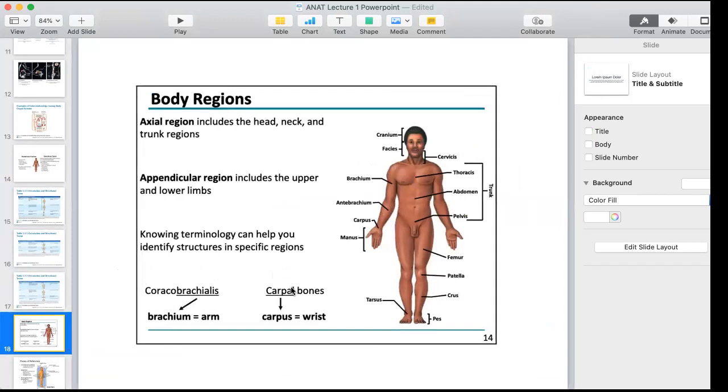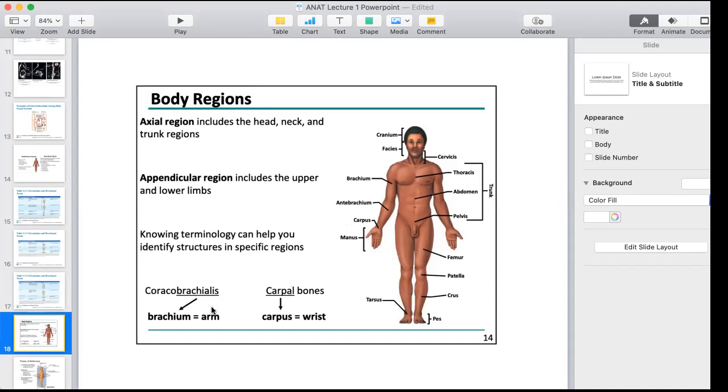When we say that something is axial, this is what we commonly refer to as the torso of the body. And axial includes the head, neck, and trunk. When we say that things are appendicular, these are things that attach to the torso, which is the upper and lower limbs.